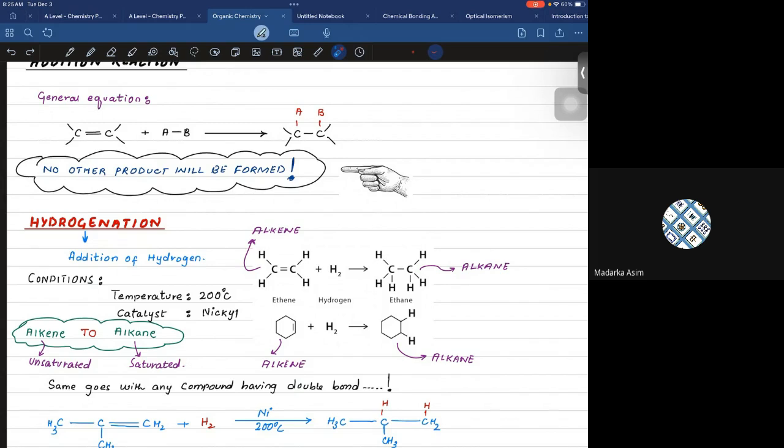Special conditions are required, like high temperature. Also, you are supposed to add catalyst, otherwise you would not see any product. As you can see, this alkene is going to react with hydrogen, and it's going to produce ethane.